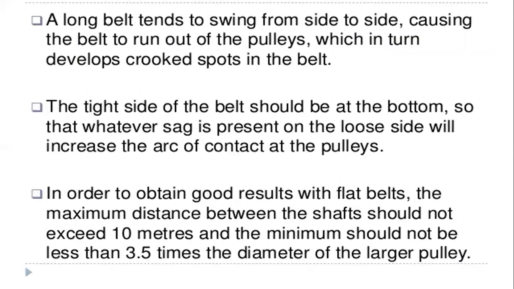Next one, a long belt tends to swing from side to side, causing the belt to run out. So the run out of the pulleys occurs, which in turn develops crooked spots in the belt, and it is used to cut off. That is called the run out in the pulleys.